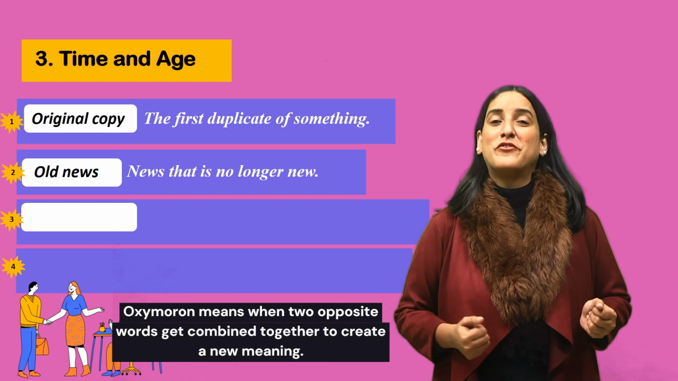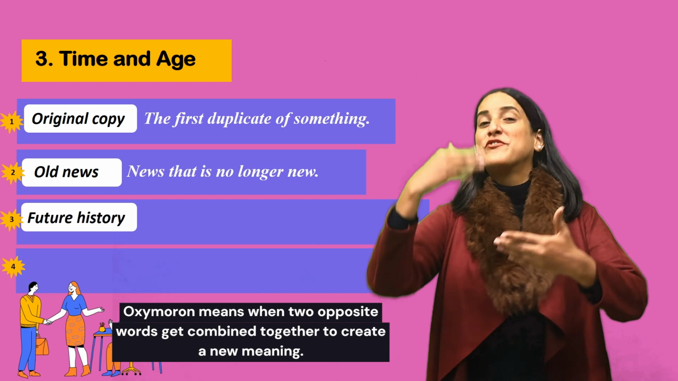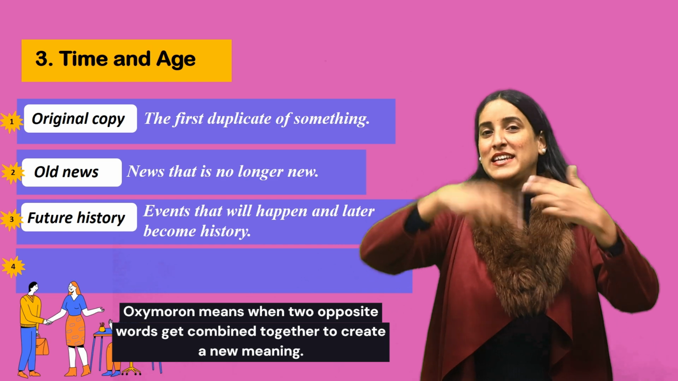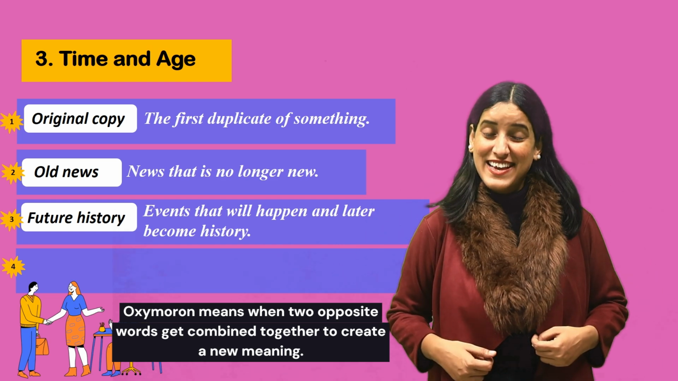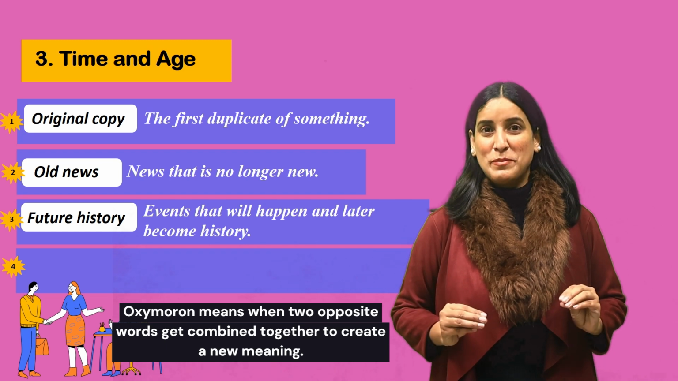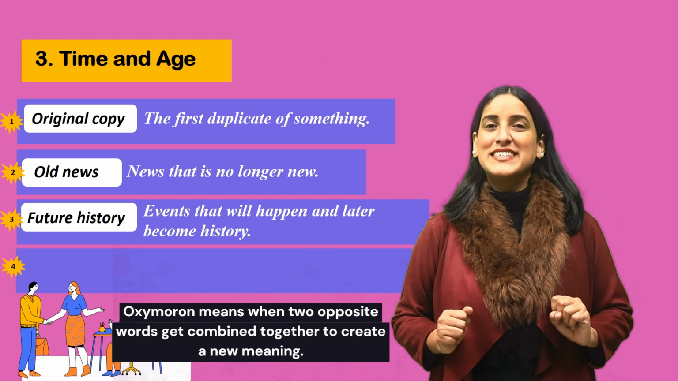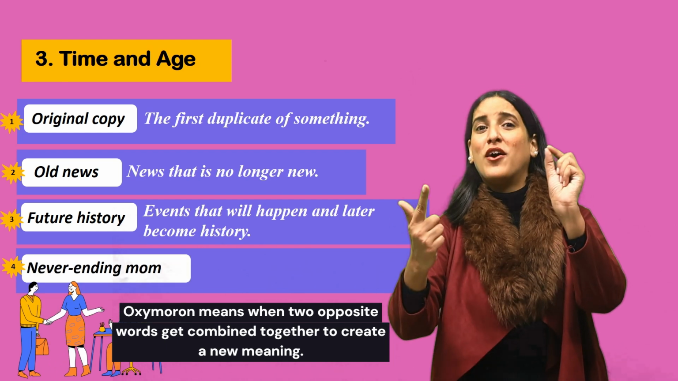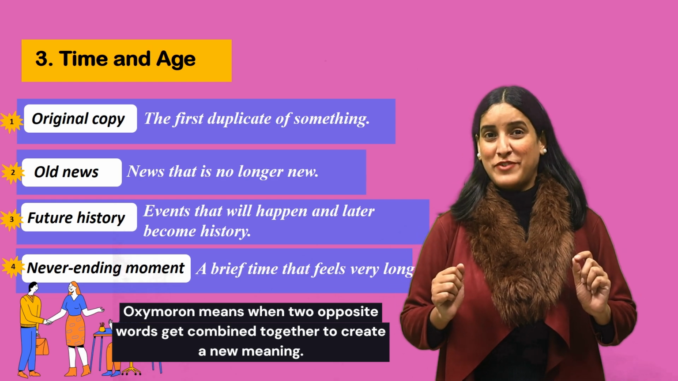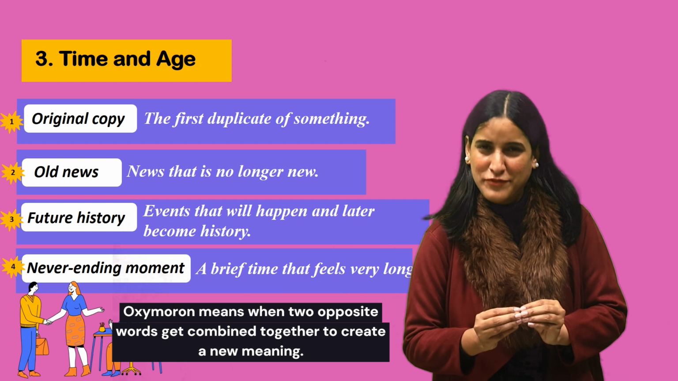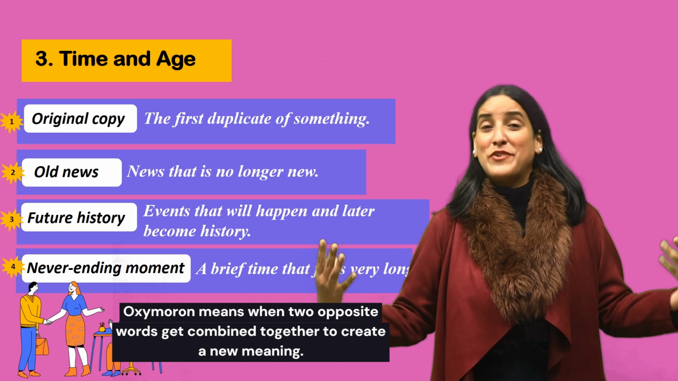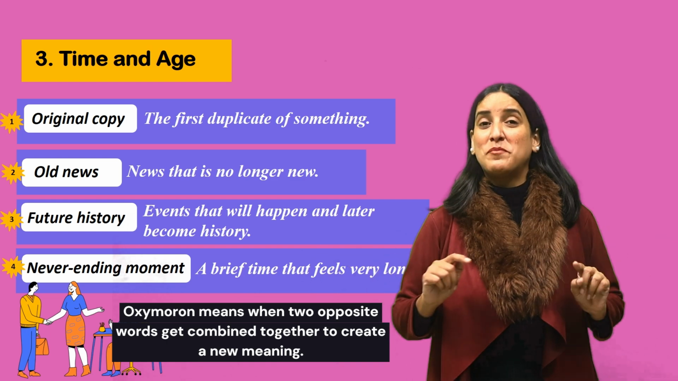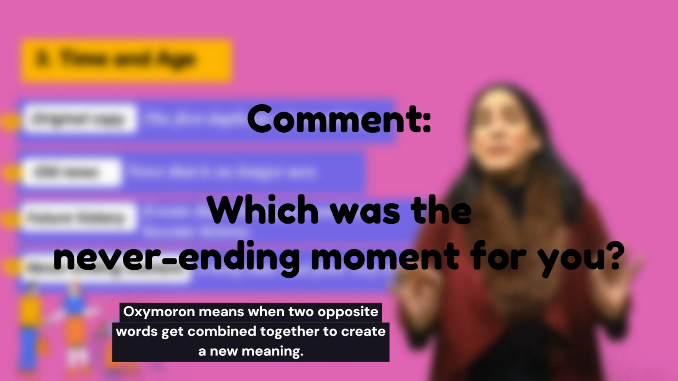Yes, the third phrase being future history, which means events that will happen in the future and later become history. Interesting, yes. For example, the Mars mission will be future history in the making, right? The next phrase being never ending moment. Moment means something which is just gone. But look at the beauty of this oxymoron phrase, never ending moment, which means a brief time that feels very long. For example, waiting for the results felt like a never ending moment, right? Also, you have to let me know in the comments which was the never ending moment that you felt in your life.